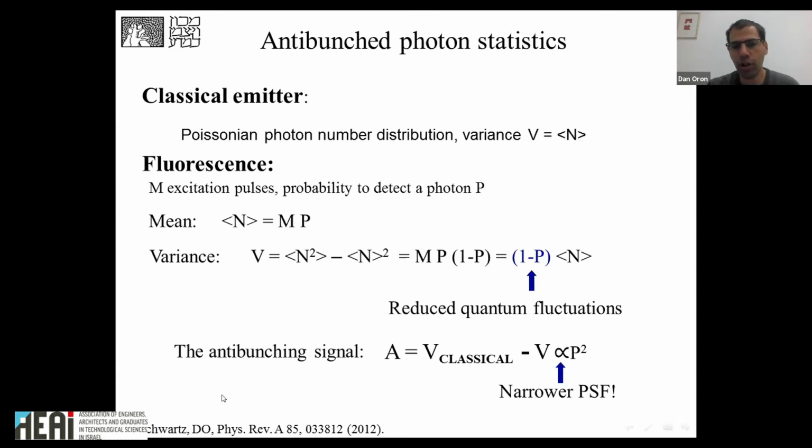We're going to measure the signal, which I define as the anti-bunching signal, which is the classically expected variance minus the measured variance. And it can be shown that this is proportional to the probability of detecting a photon squared. Hence, if the probability of detecting a photon depends on space, it's a point spread function. A Gaussian squared is narrower than a Gaussian, and you have a better resolution.